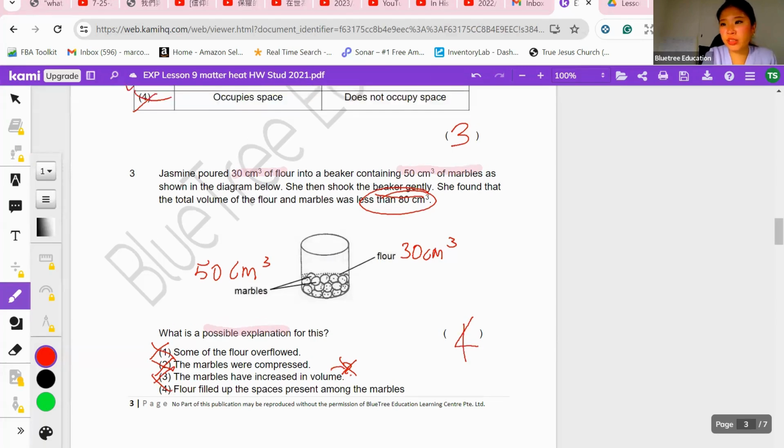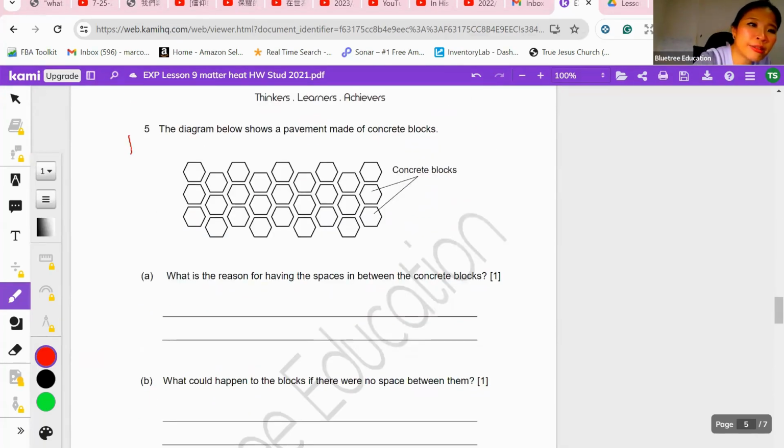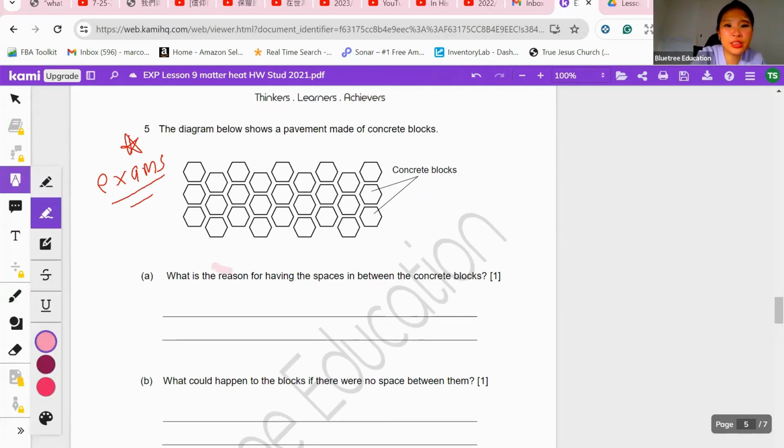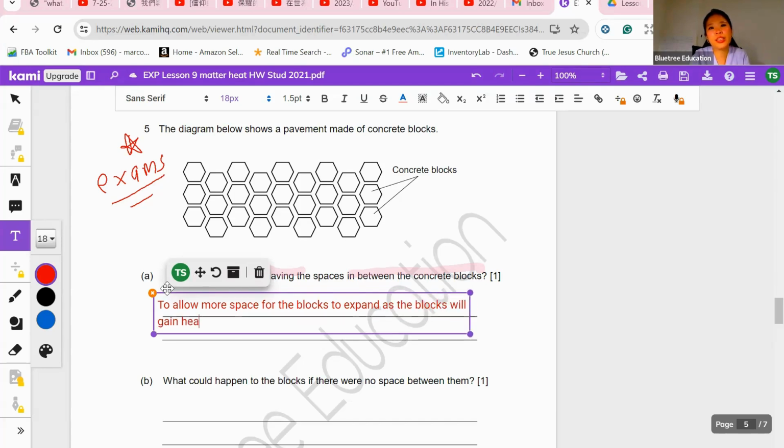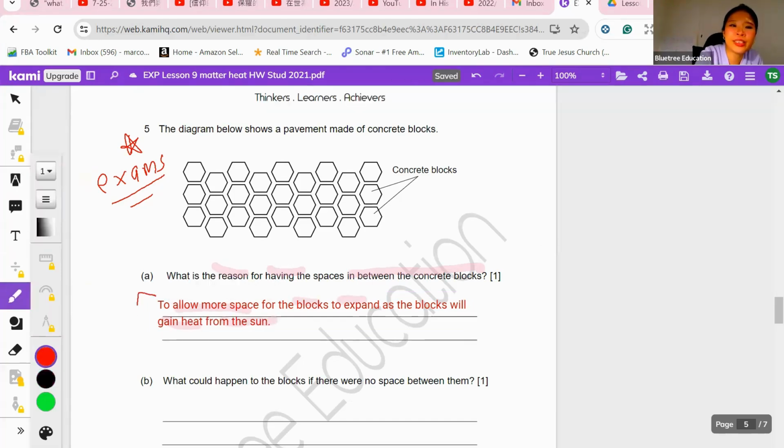It's very easy. Okay, this one is exam question. What is the reason for having the spaces in between the concrete blocks? To allow, they're asking you why must they have the spaces. So to allow more space for the blocks to expand as the blocks will gain heat from the sun. Okay, technically this is B, back with evidence. This is C, confirm concept.